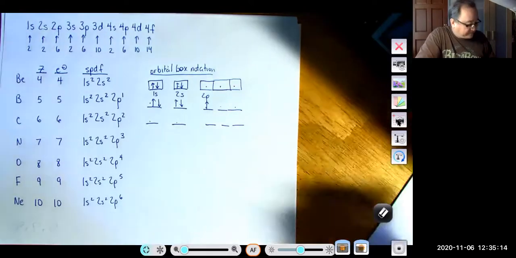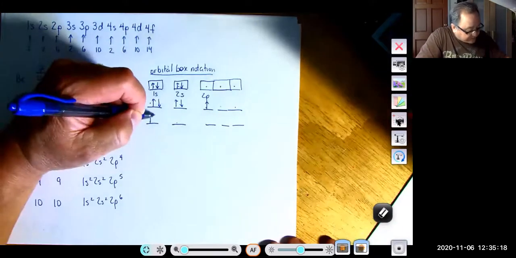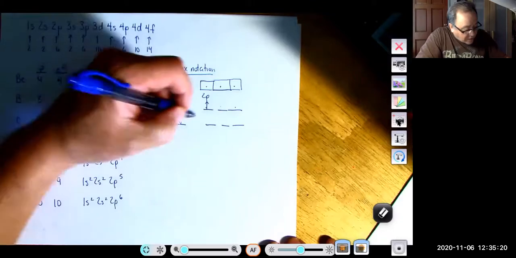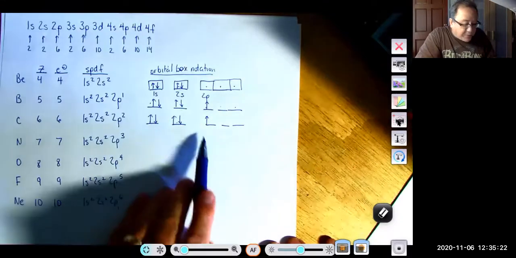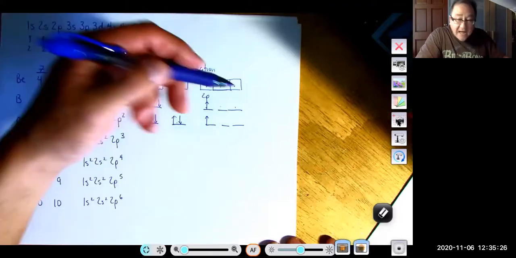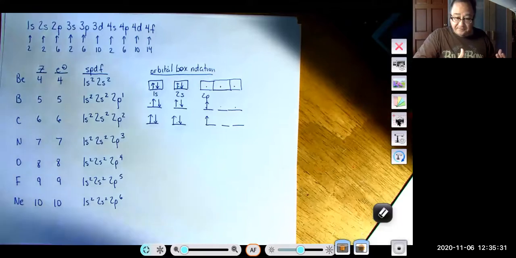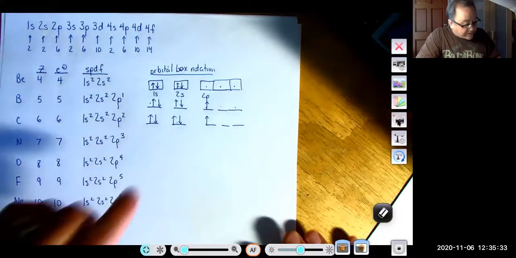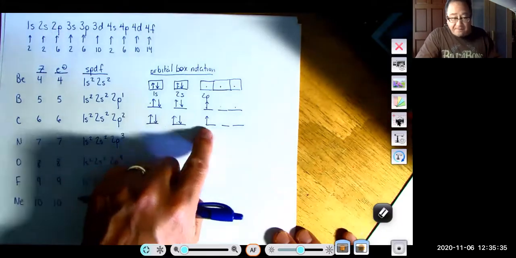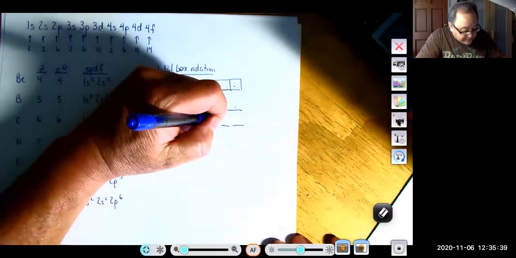Okay, thank you. Now for carbon, we have to make a choice here. For carbon, do we put the next electron next to this one going down? That's what I want to do because it looks nice. 1 up, 1 down, 1 up, 1 down, 1 up, 1 down. But that's not the case. The next one goes here.